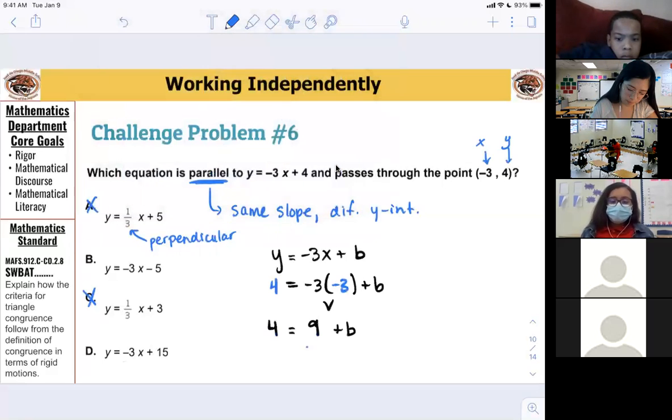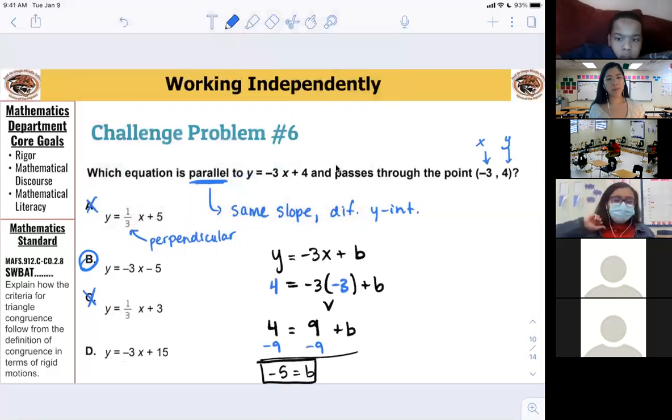So what do I end up with? -5 is equal to b. Good. -5 is equal to b. So my y-intercept is -5, which means which one is correct? B. B is correct, exactly.